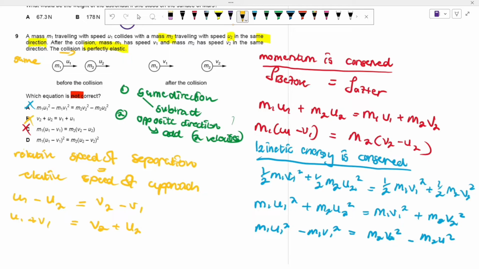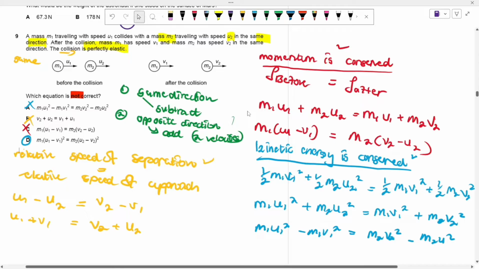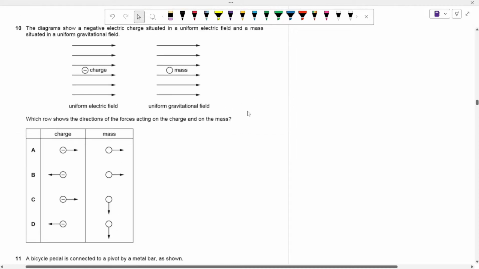Those are the three things that you're going to need: the relative speed of separation and approach, the conservation of momentum, and then the conservation of kinetic energy for an elastic collision. So it means that we have never talked about D, right? We know nothing about D. It doesn't match any condition that we know whatsoever. So in this case, D is not correct. So this answer was the actual correct one. Very important for you to be thinking of that.